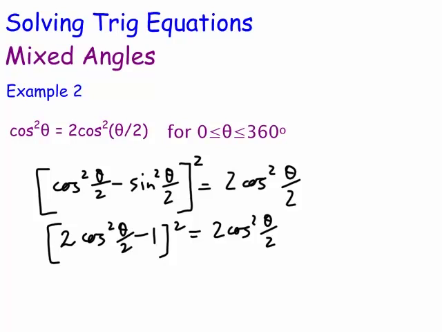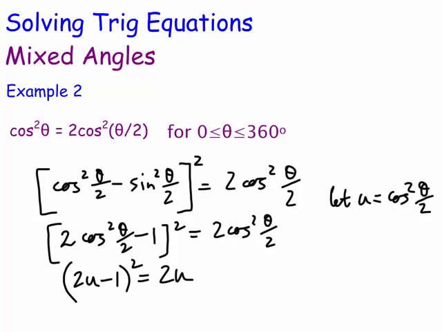Now it gets a little bit more complicated. What I did was just let u, on the side here, equal cos squared theta on 2, just to simplify things a little bit. And then what do we get? We get 2u minus 1 all squared is equal to 2u. So we need to expand all this out. Therefore, 4u squared minus 4u, putting the 2u across, minus 6u plus 1 is equal to 0.